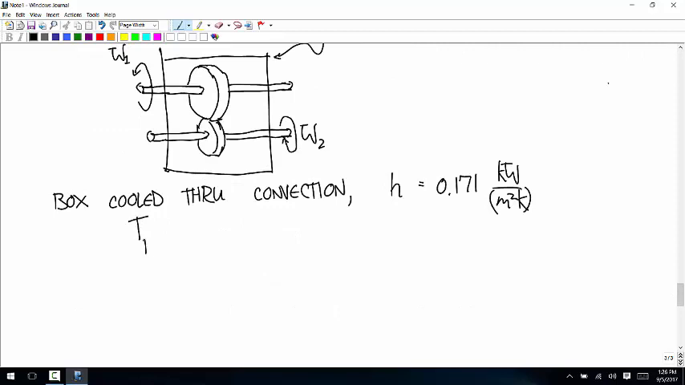The temperature at the surface of the box is 300 Kelvin, and the temperature of the air is 293 Kelvin. And the magnitude of, I'm going to write this as an absolute value, the absolute value of the work done as input, that work W1, is 60 watts.